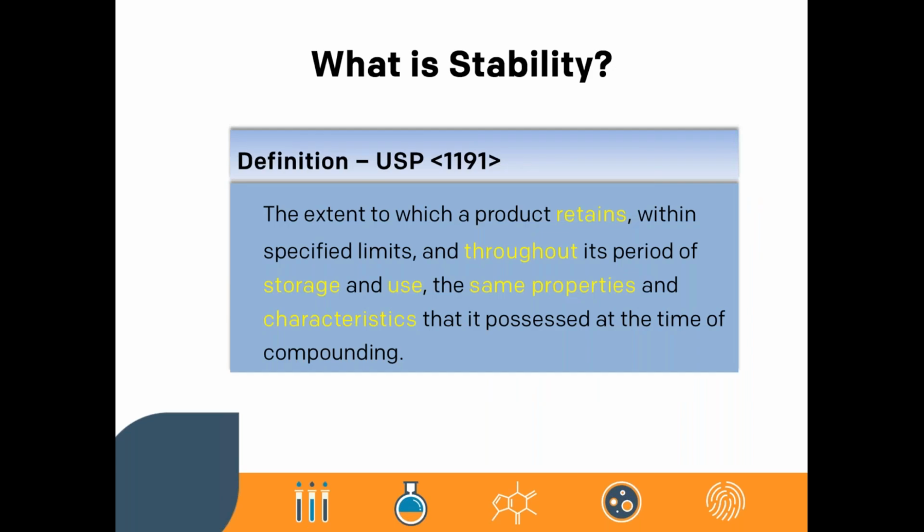Okay, we talked about this earlier. What is stability? Again, it's the extent to which that product retains throughout its period of storage or use the same properties that it possessed at the time of compounding. So essentially, how long that product could be used for or is safe and effective, and it's based upon a series of tests. And as we're discussing today, chemical or sterile, one should also consider other variables such as physical and other attributes, which we'll be discussing.